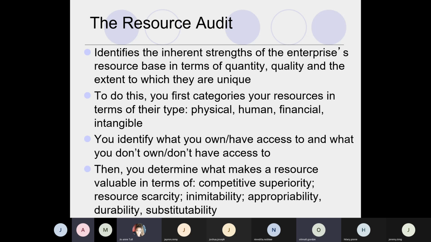Yes, right. And so the way you determine have or have access to versus don't have access to, you give consideration to quantity, because sometimes you might need a lot of something like capital. You give consideration to quality.